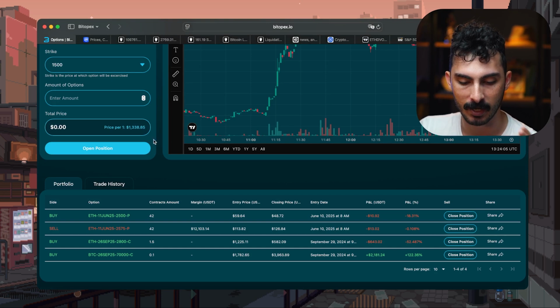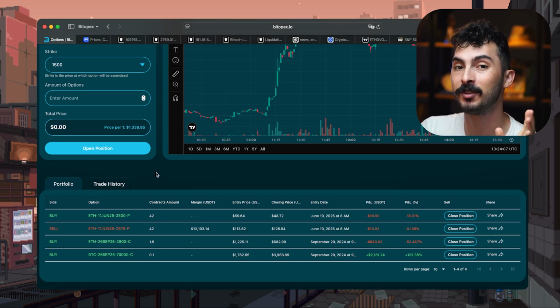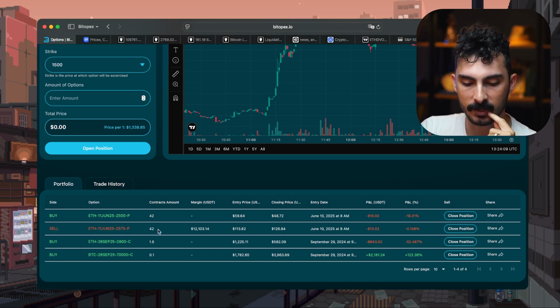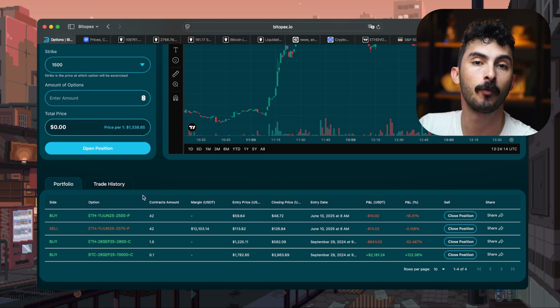I already opened mine. Mine was very safe today. Mine was a 0.4 for today. You can see the 2575 and the 2500. That gave me a 0.4 return on that.